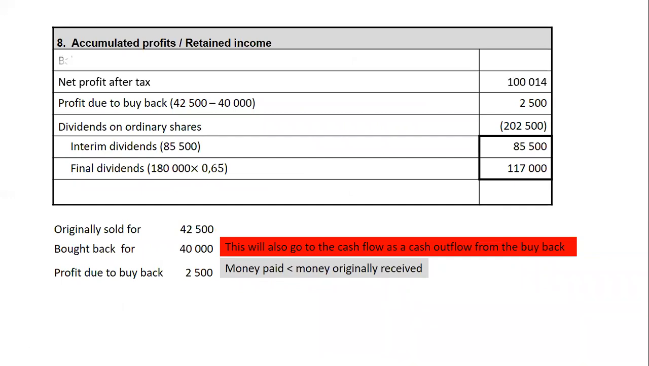100,014. Your balance at the beginning of the year was simply 380,118. So you're going to add 380,118 with 100,014, and then you add 2,500. You minus dividends on ordinary shares of 202,500. It'll give you the balance at the end of the year of 280,132, which will go to your balance sheet.